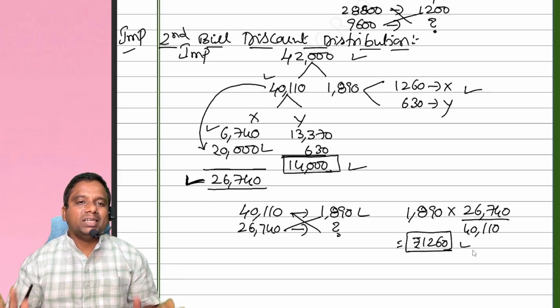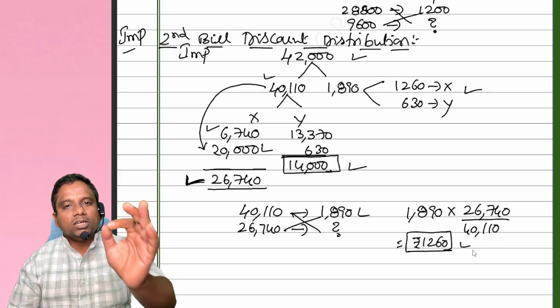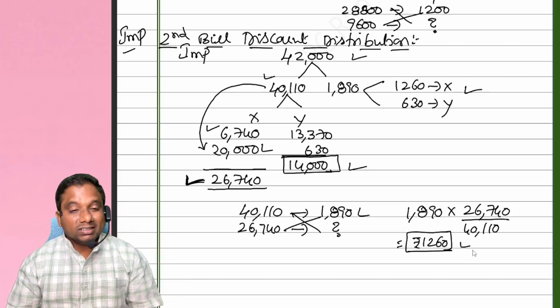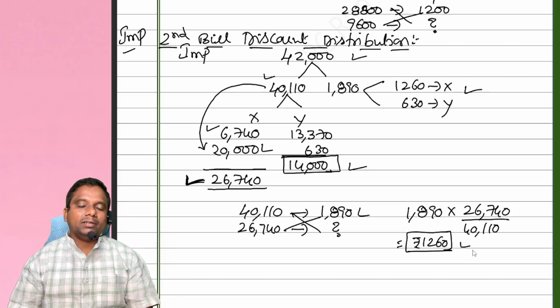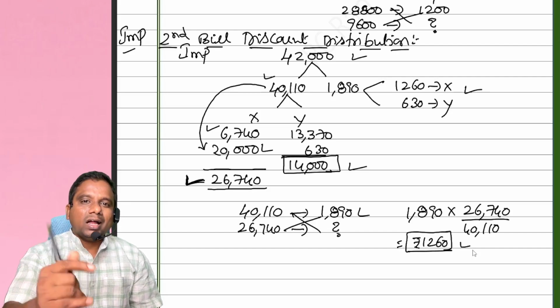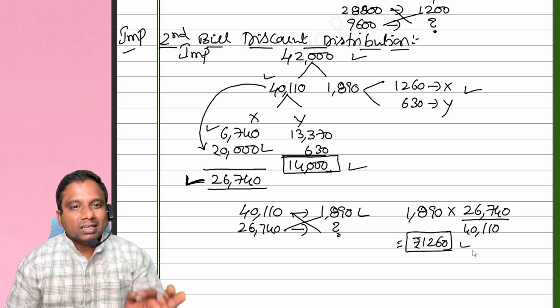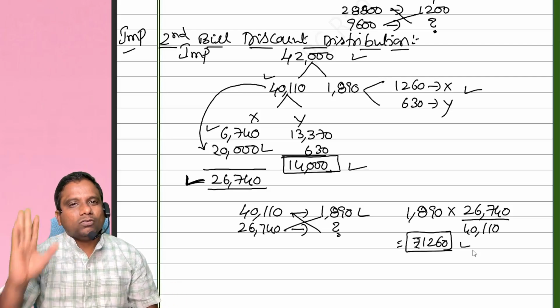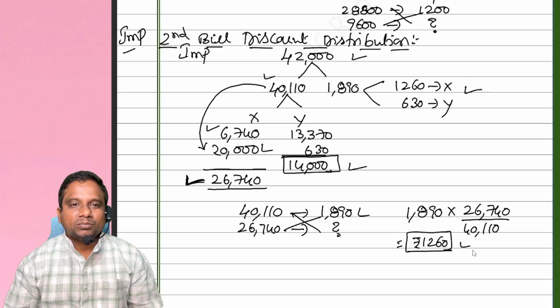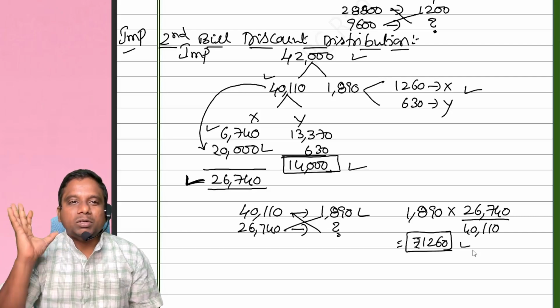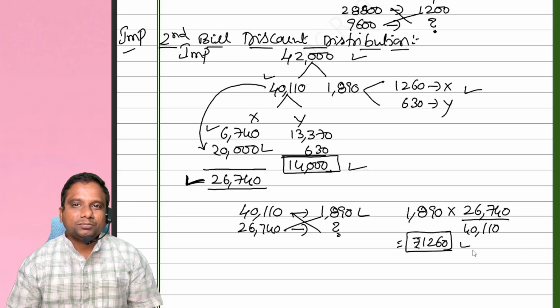Finally, this amount is unable to be received. Out of that, only 14,000 is received. Remaining 14,000 is bad debt. From Y's point of view, it is bad debt, and from X's point of view, it is deficiency. This is the story of accommodation bill. This type of problem also we may get in the exam, in most of the cases.